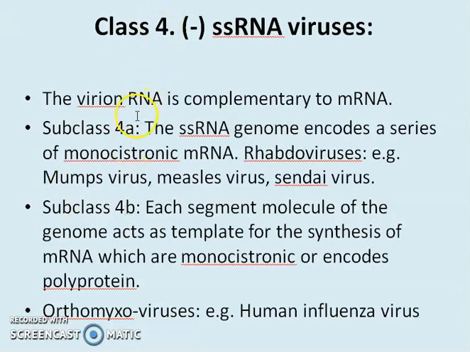Here the difference is that in subclass 4A, this single-stranded RNA genome is continuous and it codes for a monocistronic mRNA. Whereas in the subclass 4B, it is segmented RNA which produces monocistronic mRNA from each template. Examples of this group are orthomyxoviruses, for example, human influenza virus. You might have heard about human influenza viruses, which can undergo genetic rearrangements and genetic mutations, etc. In most of these viruses, different variants will appear due to this mutation or genetic rearrangement because the genome is segmented.